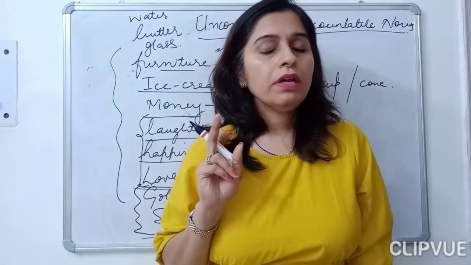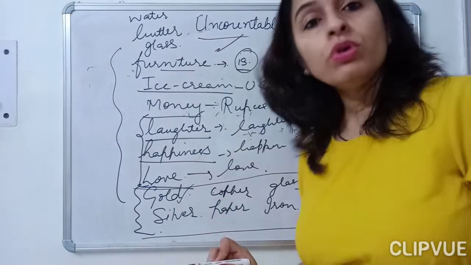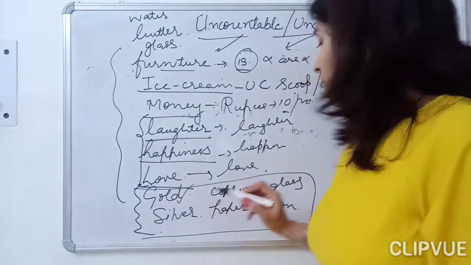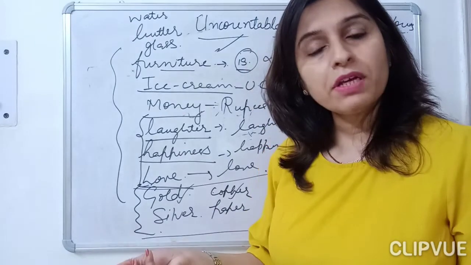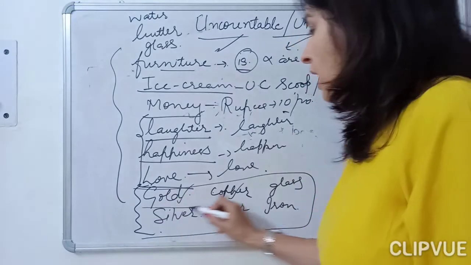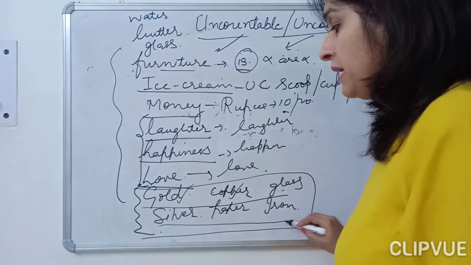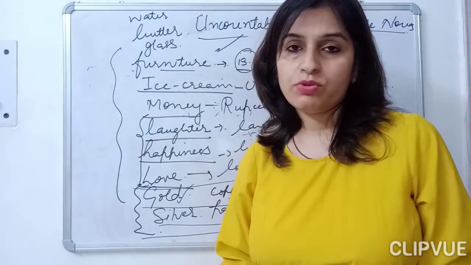They cannot be counted. I cannot say, my father brought a gold's chain for my mother. This jar is made up of coppers. I cannot add like this. So they are uncountable nouns, and simultaneously they cannot be made into plural form also, children.